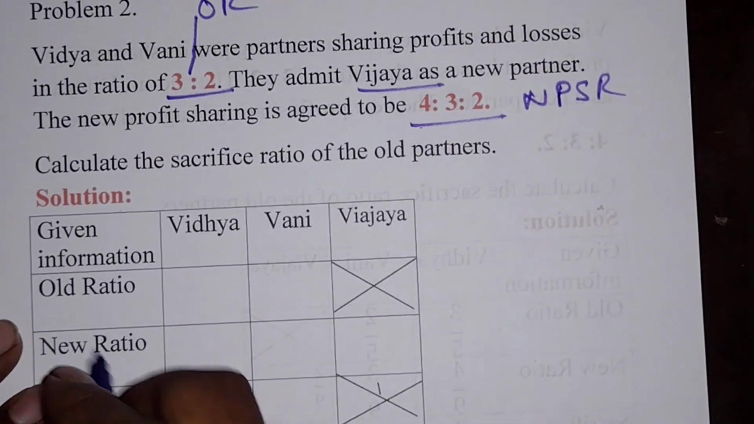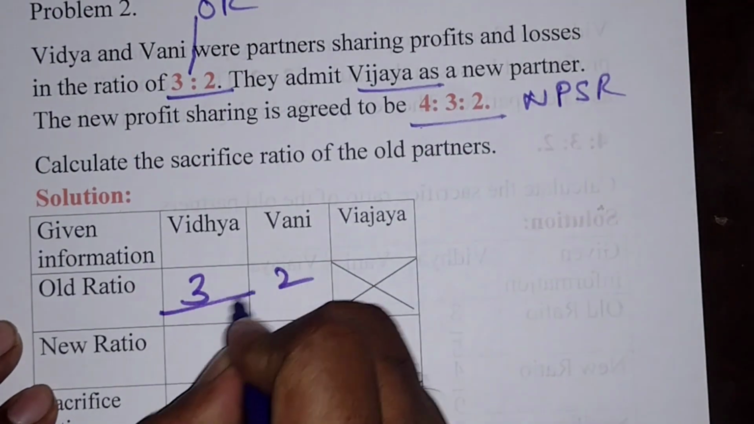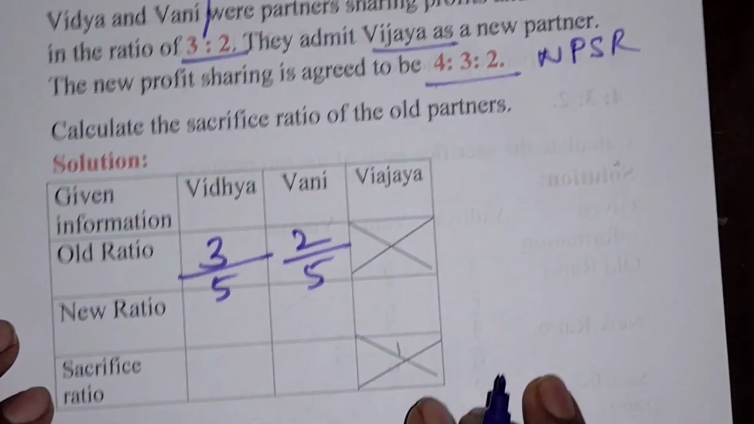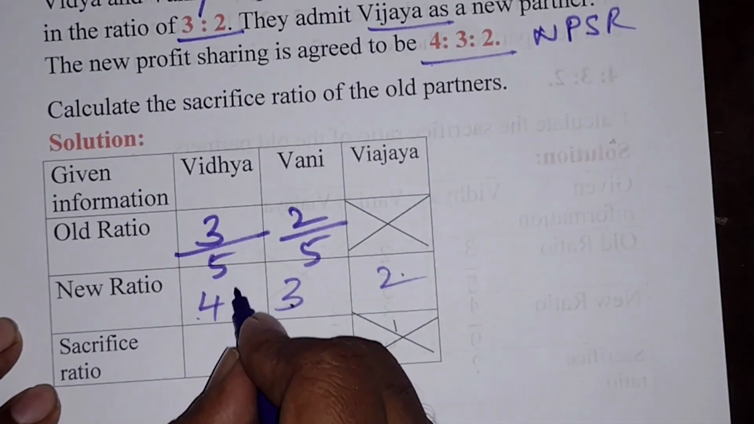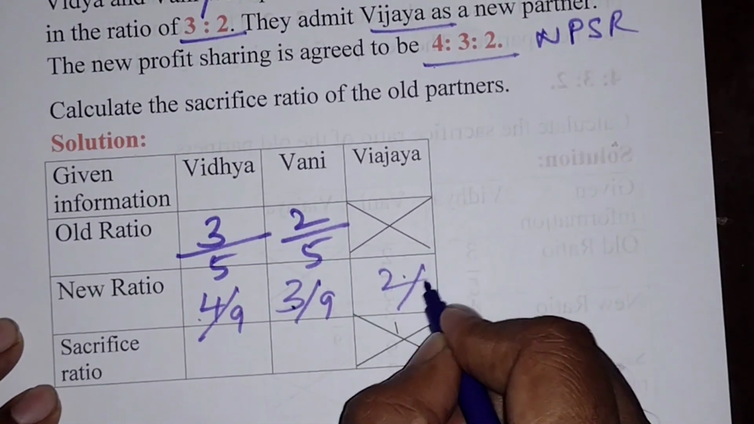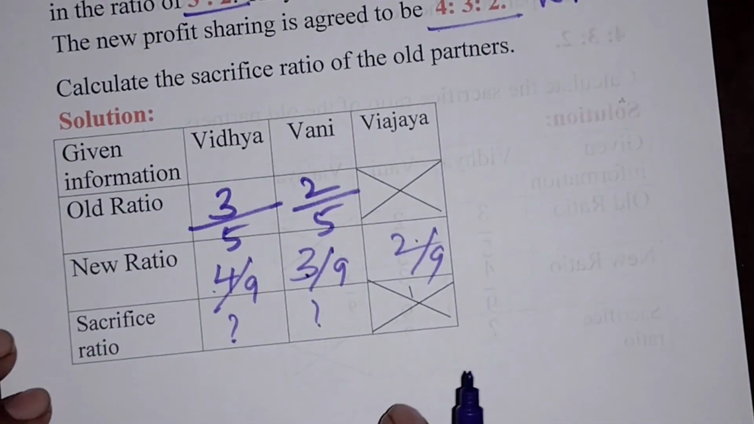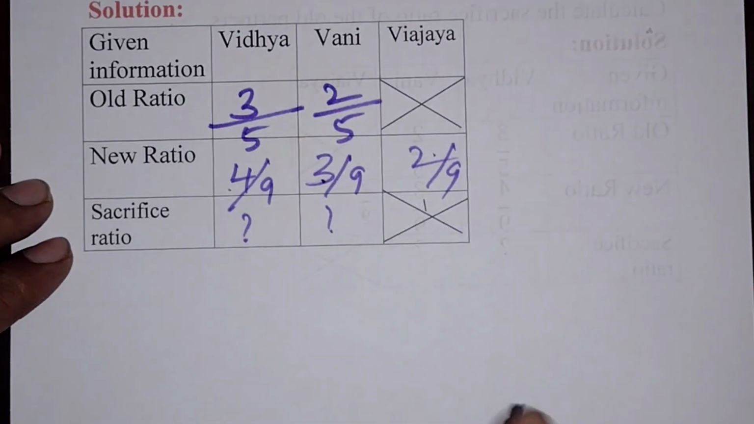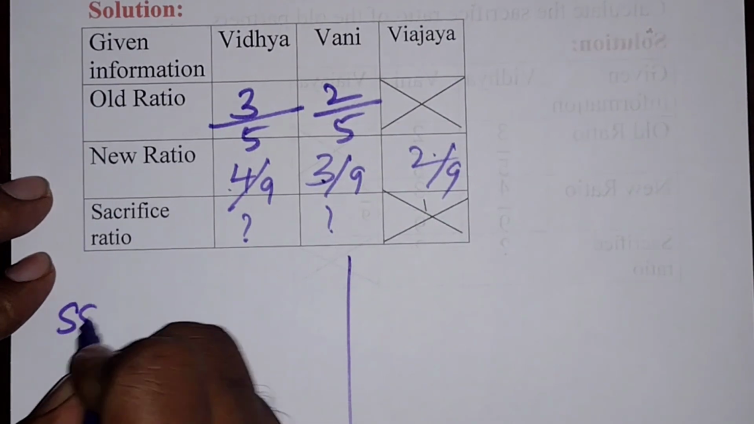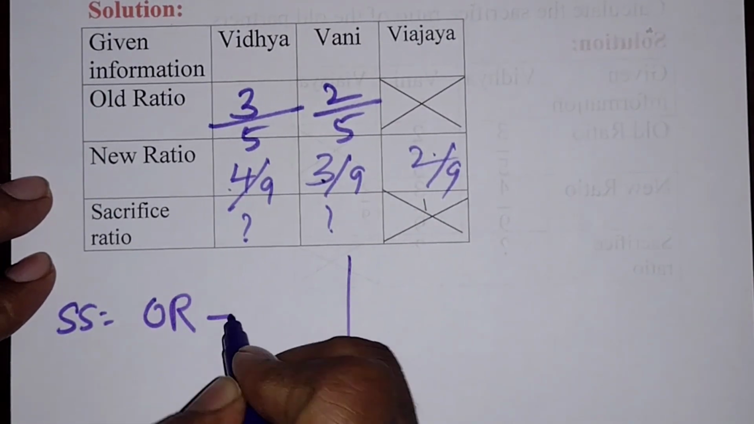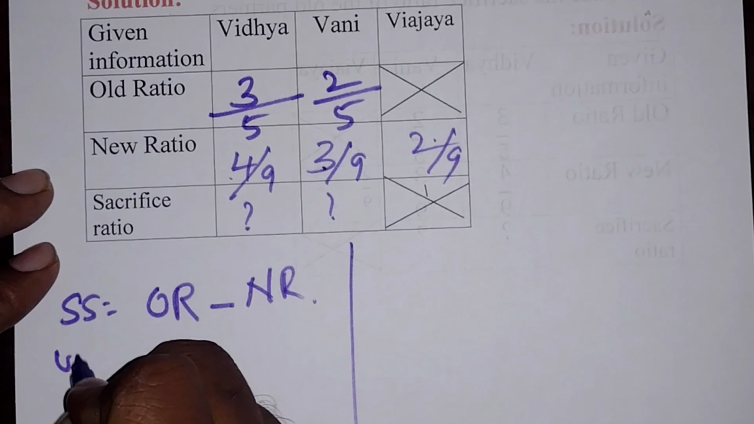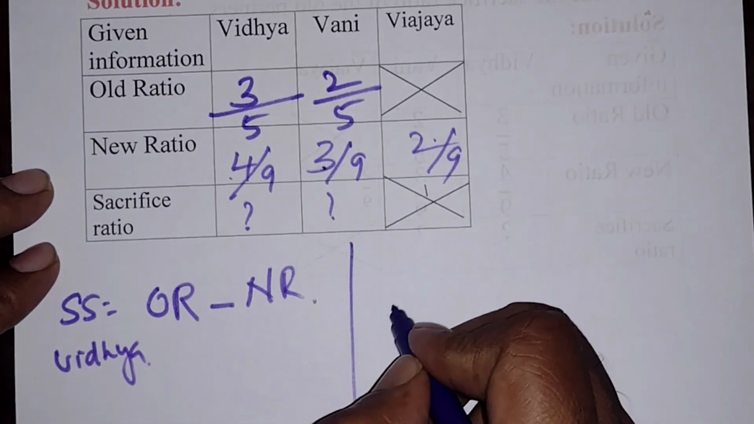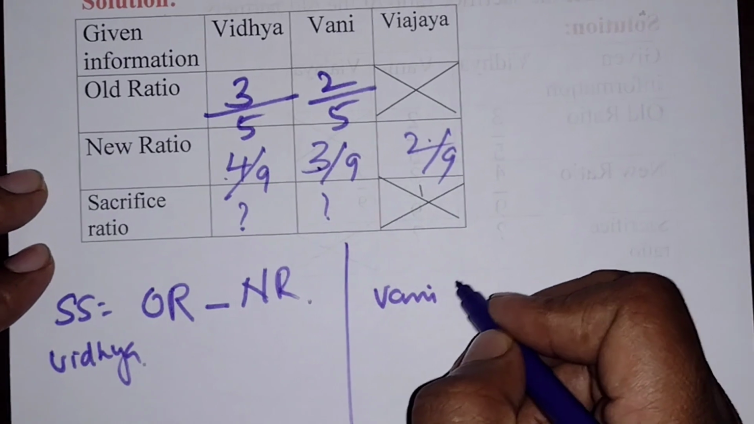Come on, write the given information. Old ratio 3:2, that is 3 by 5, 2 by 5. New profit sharing ratio 4:3:2: 4 plus 3 is 7, 7 plus 2 is 9, so 4 by 9, 3 by 9, 2 by 9. They are asking us to calculate the sacrifice ratio. Now, as per the given information, share sacrifice is equal to old ratio minus new ratio. This is for Vidya. Next one is for Vani.